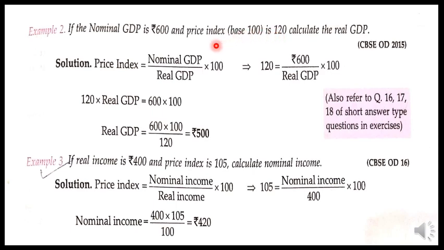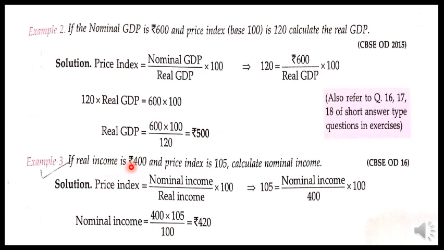So we have to take these two values, nominal GDP and price index 120, and substitute. After substituting, we get the real GDP as 500. Now you see the nominal value is 600 and the real value is 500 on account of the GDP deflator, which shows a rise in prices from 100 to 120. So I hope it is clear.